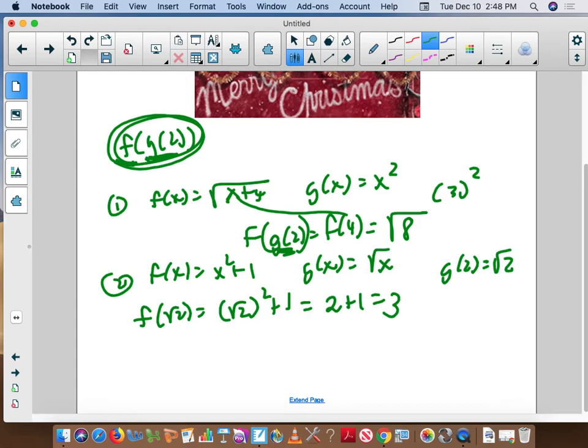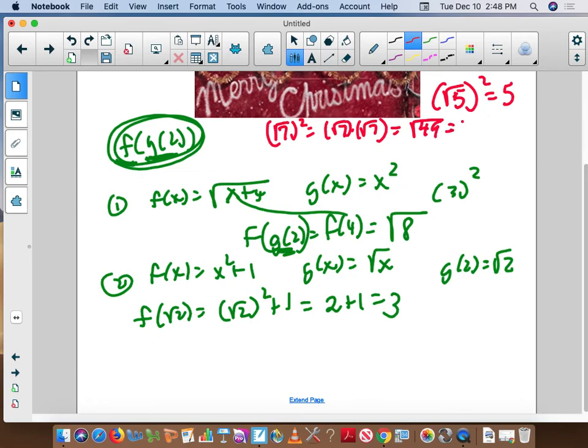Hey, look up here, everybody. What's the square root of 5 squared? That means square root of 5 times square root of 5. That's just 5. Let's do the square root of 7 squared. That gives me the square root of 7 times 7, which is 49. What's the square root of 49? 7. Why go around in that big circle?